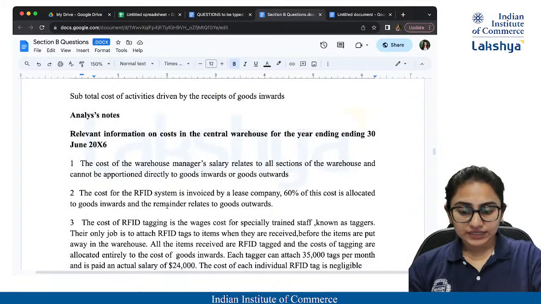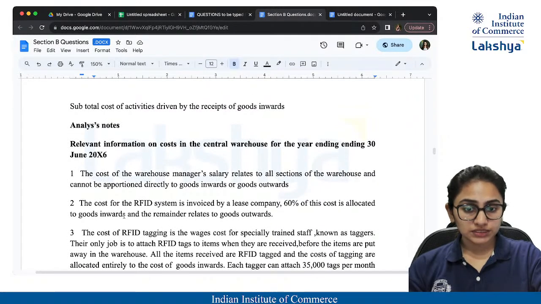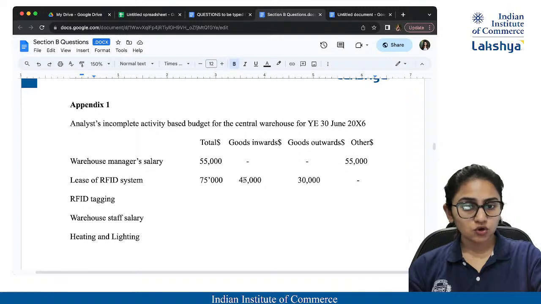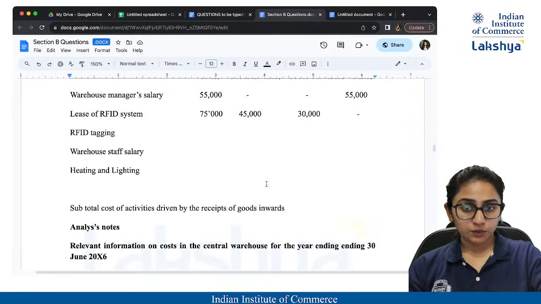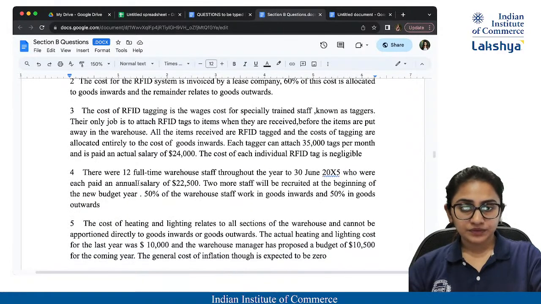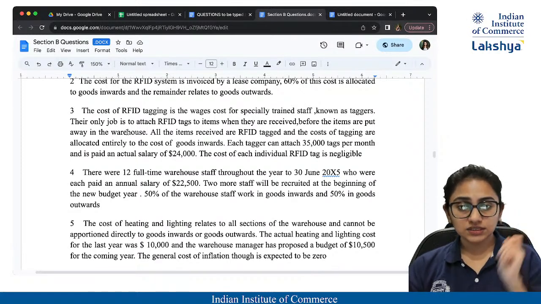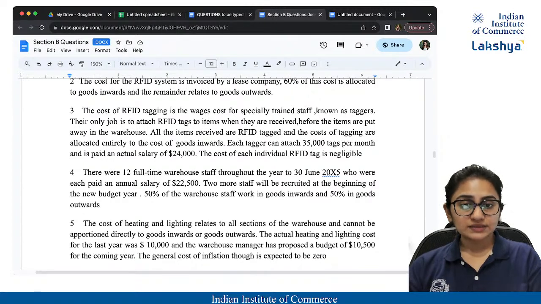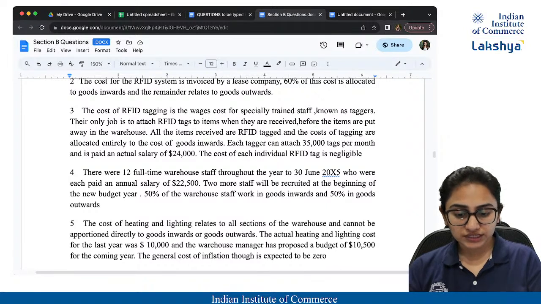And the cost of RFID system is invoiced by lease company. 60% is goods inward and the remainder is goods outward. So this is already done, so we don't have to do anything. What we have to do is RFID tagging, warehouse staff salary and heating and lighting. The RFID tagging is the wage cost for specially trained staff known as taggers. Their only job is to attach RFID tags to items when they are received before the items are put away in the warehouse. All the items received are RFID tagged and the cost of tagging is allocated entirely to the cost of goods inward. So directly to the cost of goods inward.